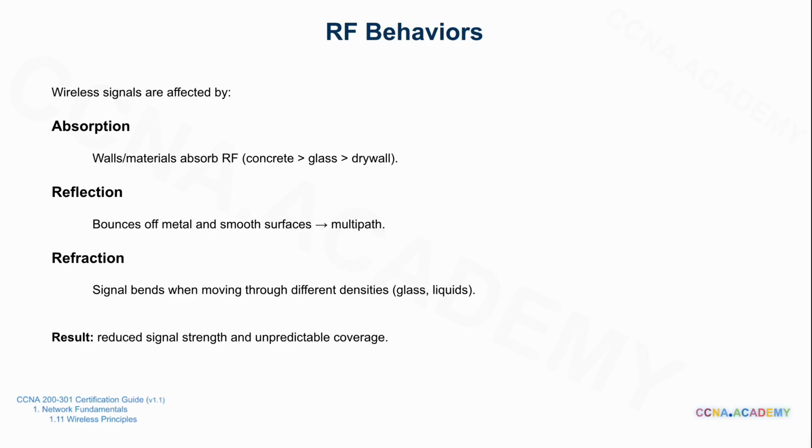Smooth surfaces like metal cause reflections and multipath, which can distort the signal. Refraction bends signals when they pass through materials like glass or liquids. These behaviors explain why wireless performance can vary dramatically from room to room.